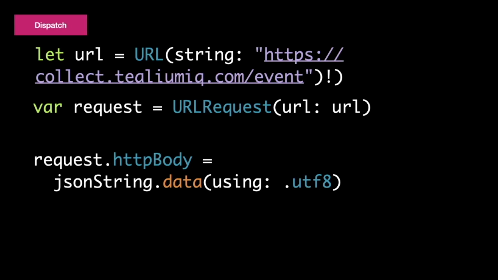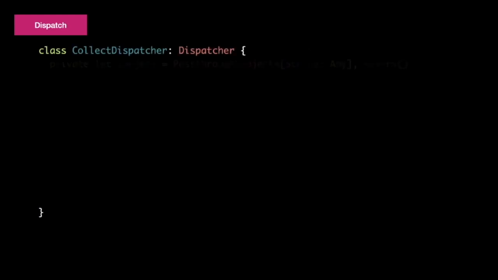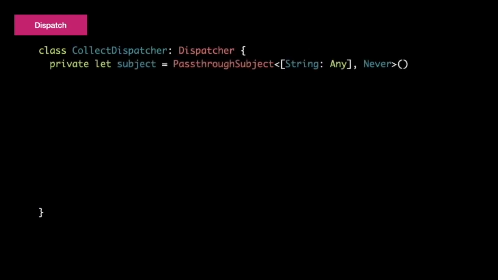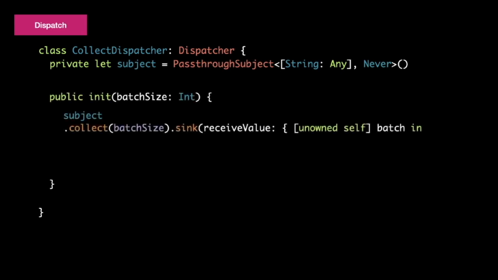Well, using Combine, this is super easy to do. Combine has a collect operator that receives all the items and returns them in an array. So in our collect dispatcher, if we want to batch up our events, we could do something like this. We take in the batch size and pass that to the collect operator. When we receive the values, we get the array of events.